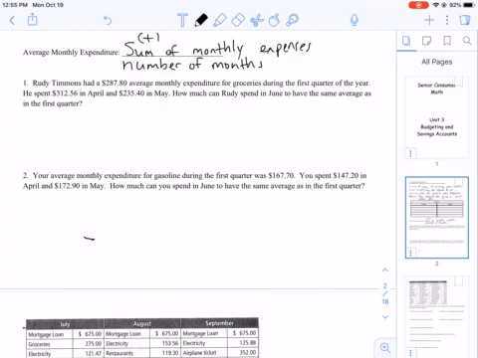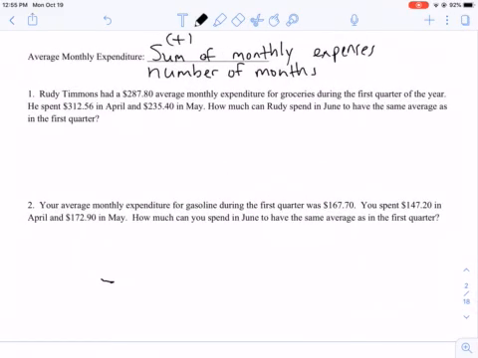So here we go. On these first couple that we're going to look at, they require us to do a little bit of algebra to figure out the missing month. It says Rudy Timmons has a $287.80 average monthly expenditure. So I'm going to write $287.80 equals the sum of his monthly expenses.